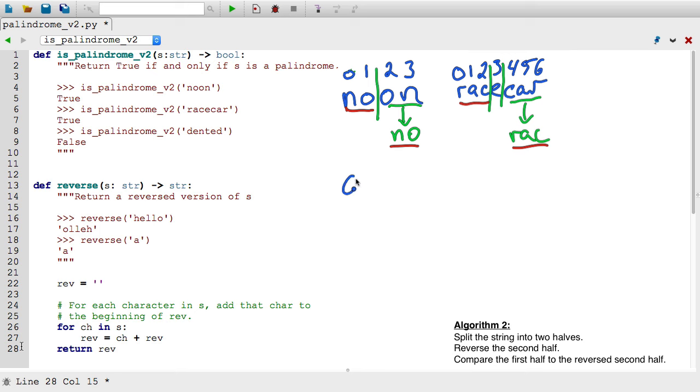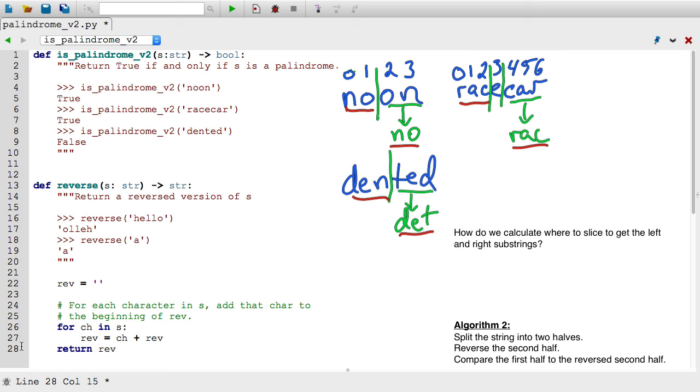The last example that we have is dented. Split that in half, reverse the last half, and then unsuccessfully compare the reversed second half to our first half. And now it's time to play with indices because we need to know exactly where we're going to slice each string.